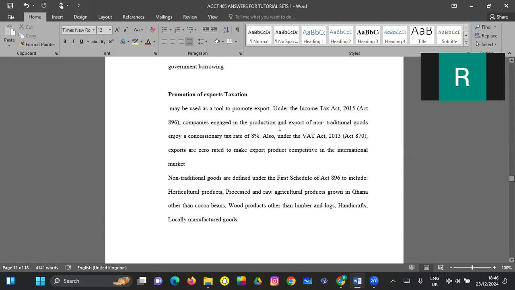companies engaged in the production and export of non-traditional goods enjoy a concessionary tax rate of 8%. Also, under the VAT Act, exports are zero rated to make export products competitive in the international market. Non-traditional goods are defined under the first schedule to include horticultural products, processed and raw agricultural products grown in Ghana, other than cocoa beans, wood products, other than lumber and logs, handicrafts, local manufactured goods, etc.